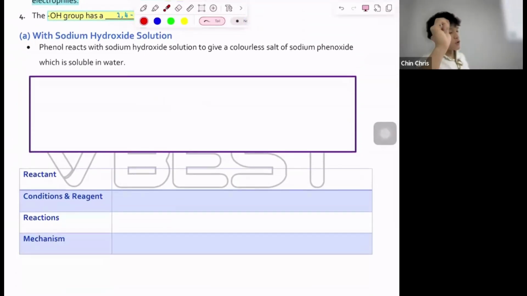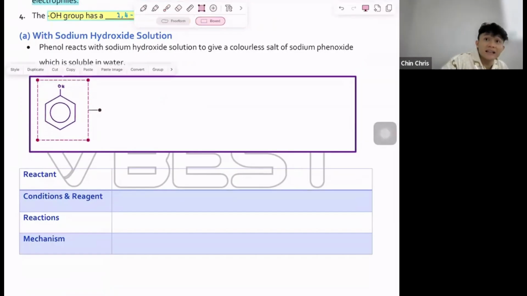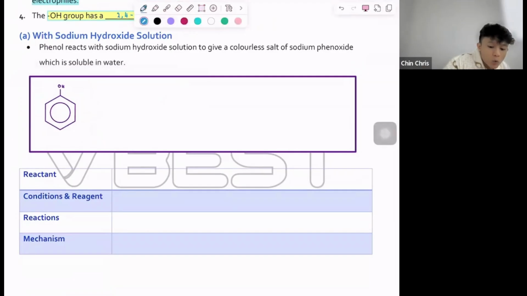Okay, guys, now let's look at the first reaction, with sodium hydroxide. So, guys, phenol is an acid. Remember, phenol is a weak acid. If I throw it with NaOH, a base, what type of reaction is going to happen? Acid plus a base?